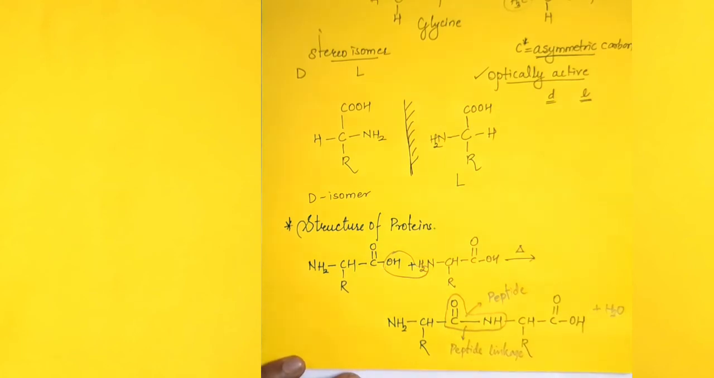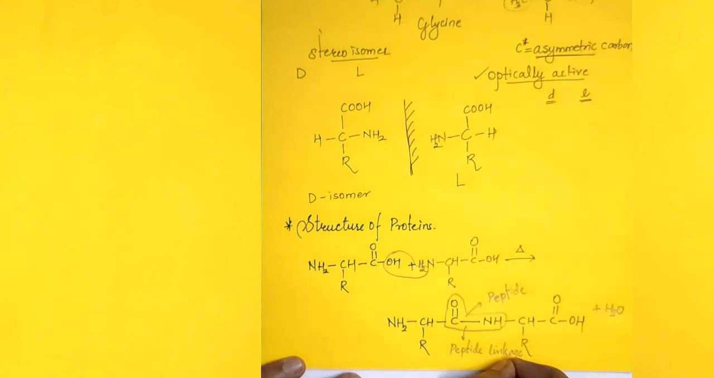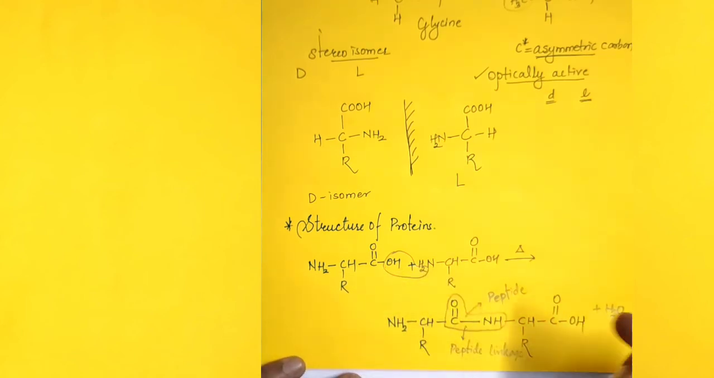If 2 amino acids combine to form a peptide bond, the compound is said to be a dipeptide. That means I can say that this is a dipeptide compound, a protein molecule with a dipeptide bond, because 2 amino acids have been combined. Now this dipeptide compound, if combined with another molecule of amino acid, forms a tripeptide, and so on. Tetra.